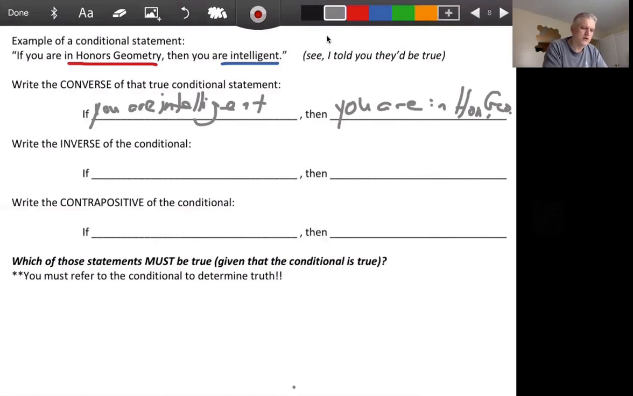Now I'm going to write the inverse of the conditional. Inverse, remember, is we just negate the P and the Q. So we're going to negate you are in honors geometry. I'm just going to write, you are not in honors geometry. If you are not in honors geometry, and we're going to negate you are intelligent, then you are not intelligent.